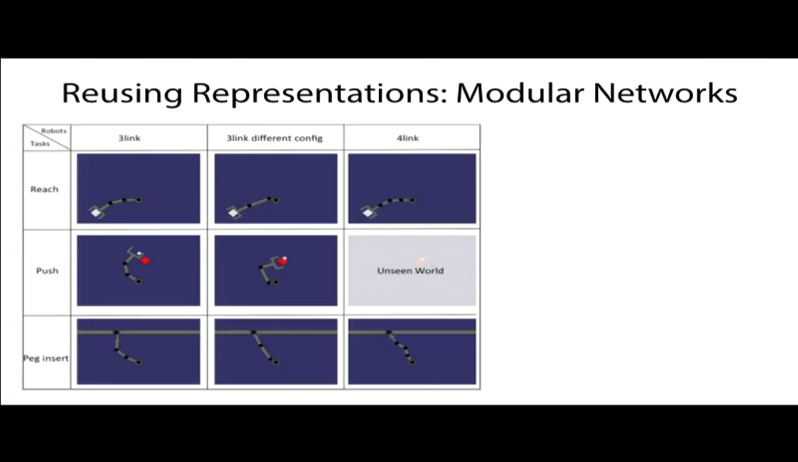So in practice, what they do is, this is reach, push, and peg insert showing different tasks, and each of the columns shows different types of robots. You train on different combinations of these, then hold out one of the combinations, and see if you can generalize to this scenario by selecting the right task module and selecting the right robot module.